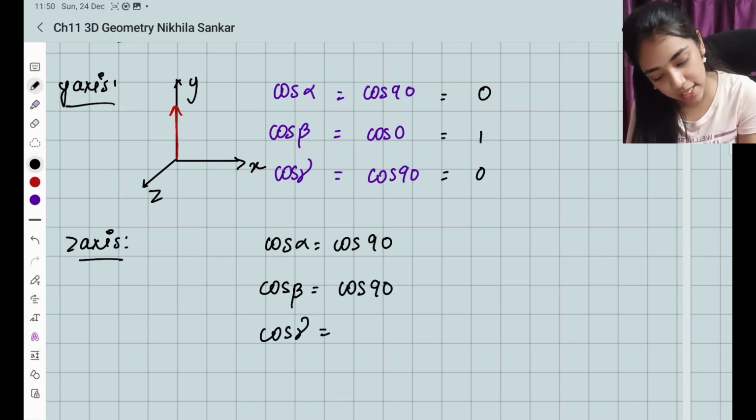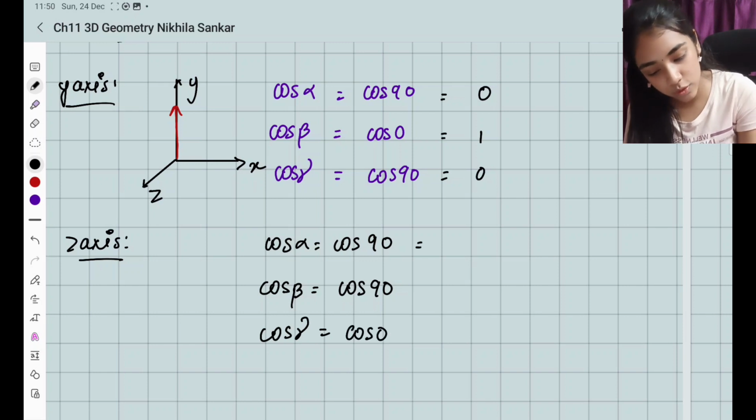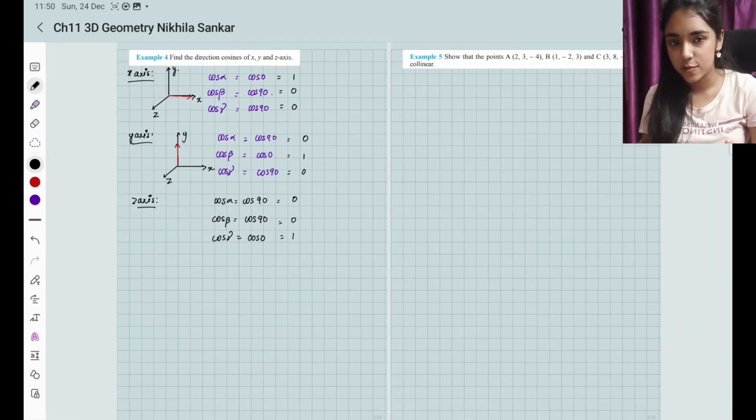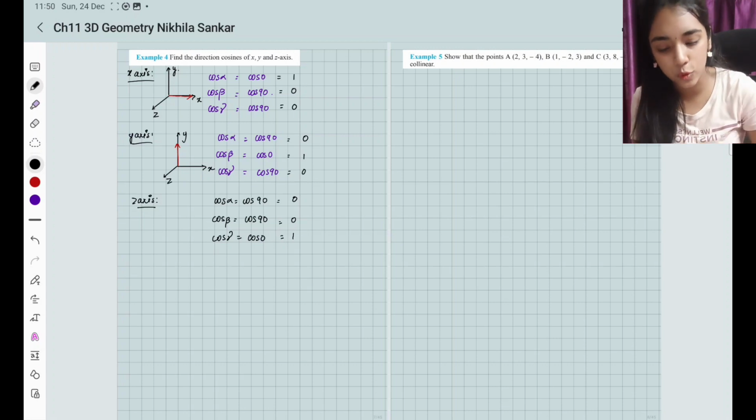But cos gamma, since it is on the z axis, is going to be cos 0, an angle of 0. So this is going to be 0, 0 and 1. So these are the direction cosines of the x, y and z axis. புரிஞ்சுதா? ஒரு axis க்கும் தனித்தனியா கேஸ் எடுத்து போடணும்.